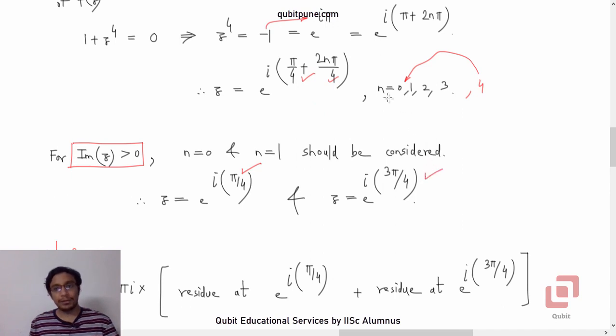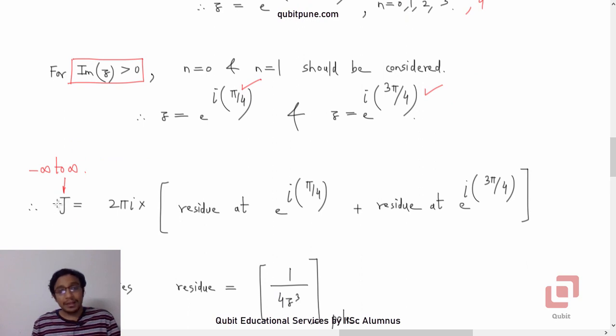For 3 pi by 4 you need to take the value of n as 1, so it is pi by 4 plus pi by 2, so 3 pi by 4 or 135 degrees, so clearly in the second quadrant. And due to the symmetry, the other two roots will be e to the power i minus pi by 4 and e to the power i minus 3 pi by 4, which should not be considered.